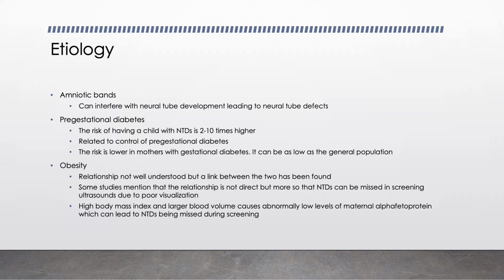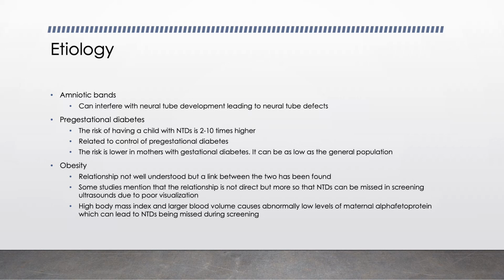And it's also been associated with pregestational diabetes. So this is related to the control of pregestational diabetes. So the risk is higher with poorly controlled pregestational diabetes. So the risk of having a child with neural tube defects is 2 to 10 times higher in these patients. And then the risk in mothers with gestational diabetes is lower, though. It can be as low as in the general population.